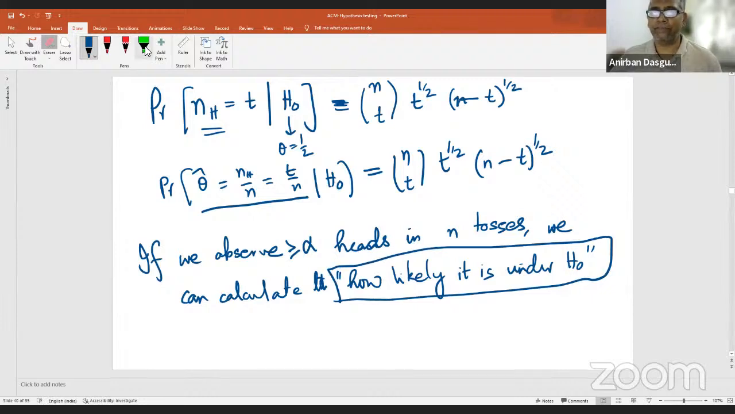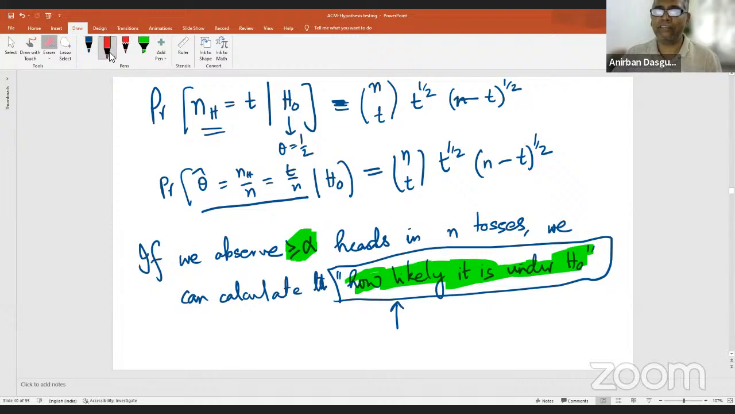And circle this. We can calculate how likely it is under H0. The event that happened is that we observe greater than or equal to alpha heads in n tosses, and based on this distribution, we can easily calculate how likely it is under H0. And this is exactly the p-value of the test.